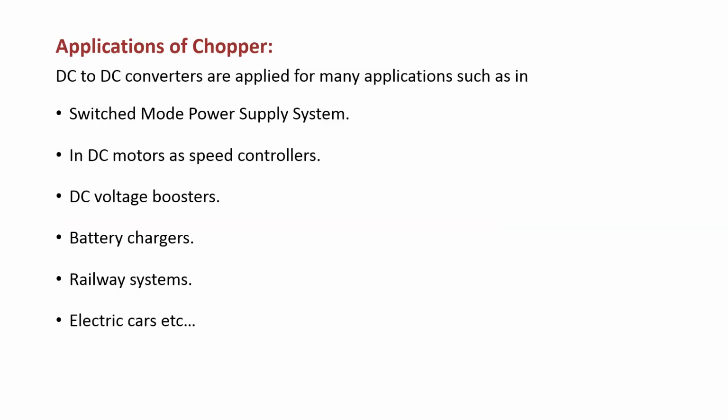Coming to applications of choppers, DC to DC converters are applied in many applications, and these are some of the major ones. The first one is switched mode power supply systems, the second is DC motors as speed controllers, the third is DC voltage boosters, the fourth is battery chargers, and the next is railway systems, and finally electric cars. These are some of the major applications of choppers.